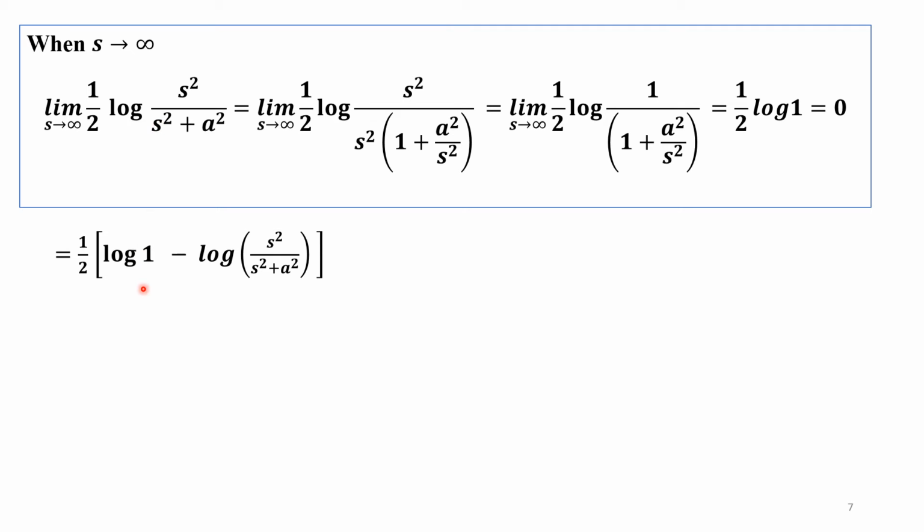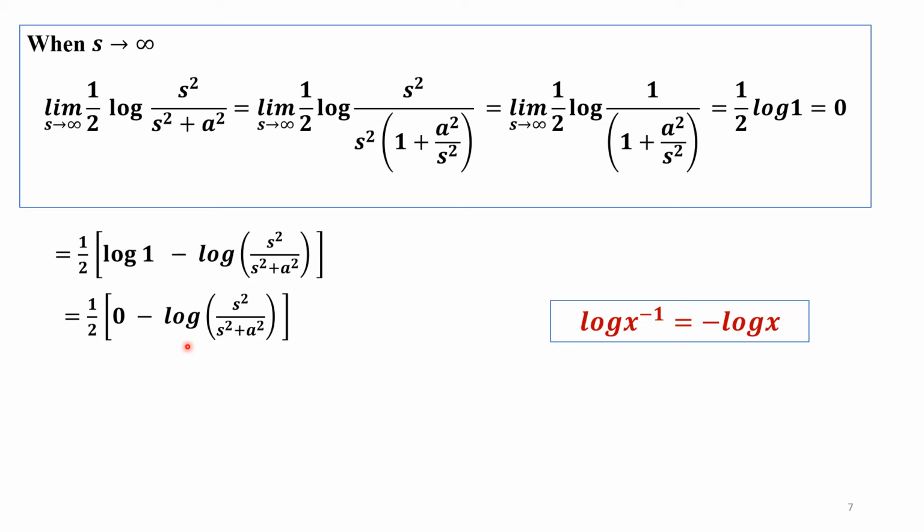So the upper limit will be half of log 1 minus this, and the lower limit will remain the same because s is equal to s itself. This is the upper limit answer when we put s as infinity. Lower limit will remain the same. Since log 1 is 0, we can write 0 minus. And we know that minus log x is log x raised to minus 1. So I will change that minus log x to log x raised to minus 1. Just it will become reversed because x raised to minus 1 is 1 upon x. So I can write this as half log s square plus a square upon s square.